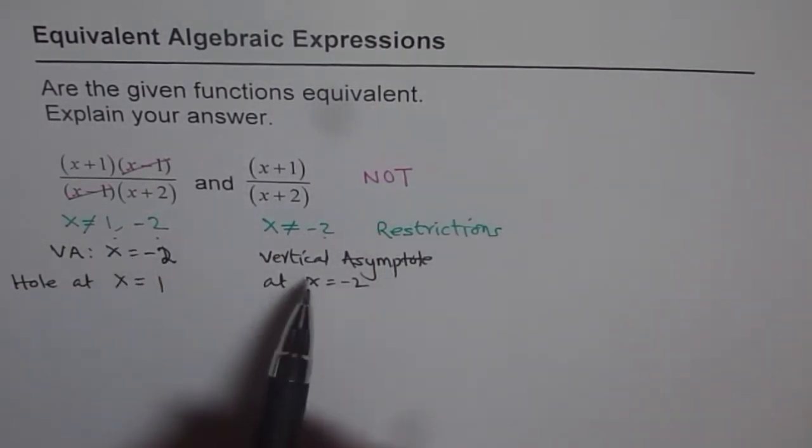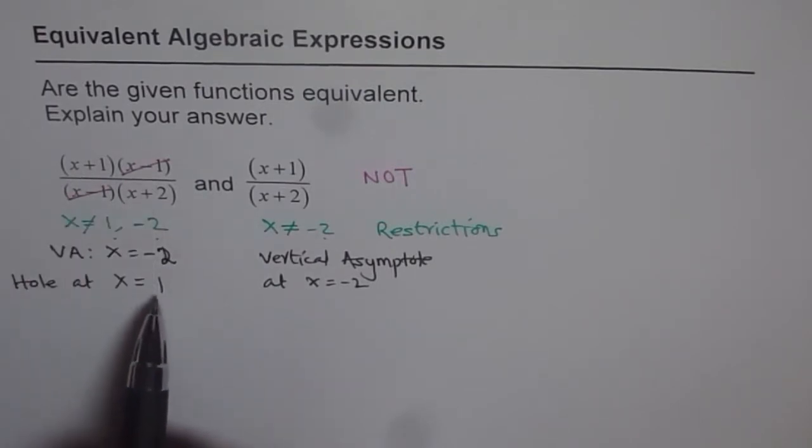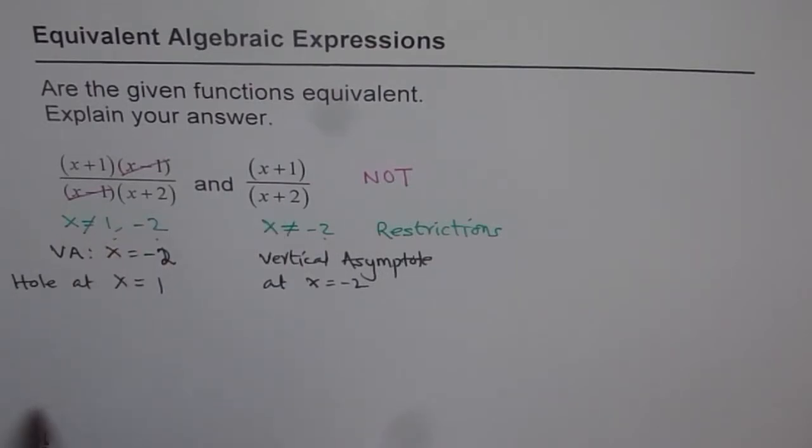So we do have a vertical asymptote in both the cases, but in this rational function, we also have a hole at x equals to 1. So that makes the two of them very different. Do you understand? That is how it is.